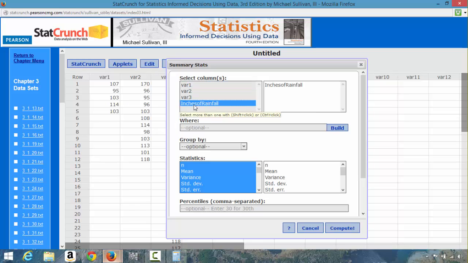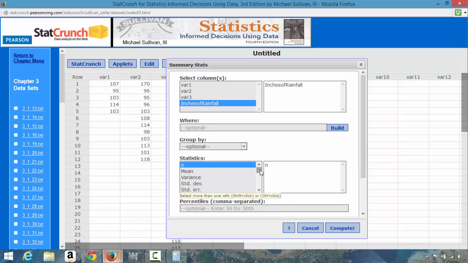I select only inches of rainfall. And what do I need here? If you want, you can put the sample size. It doesn't matter. Sample size is 20 anyway. And then I press the control key. I need lower quartile, upper quartile, median. Okay.